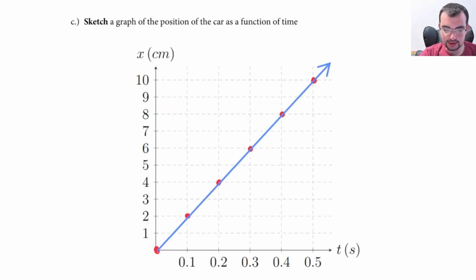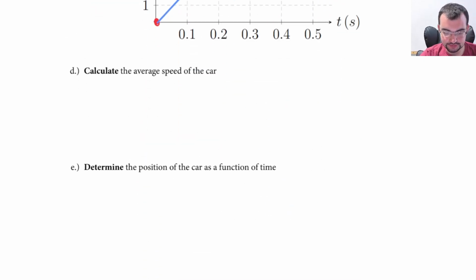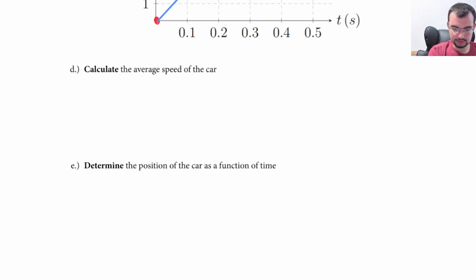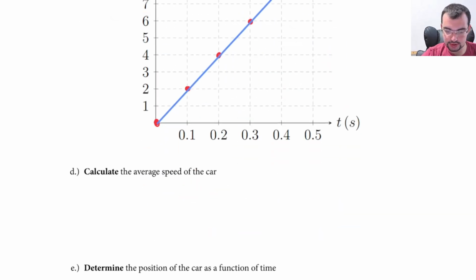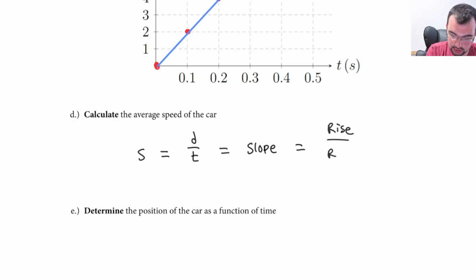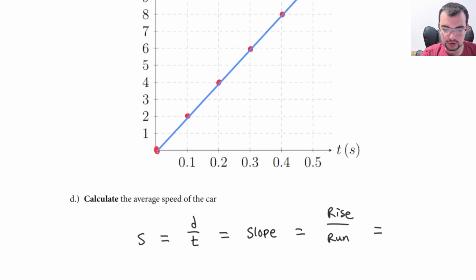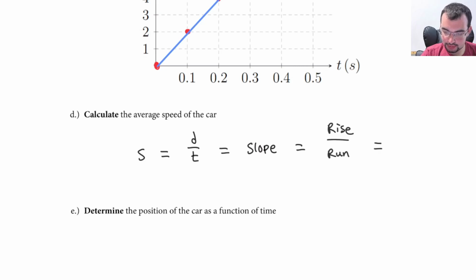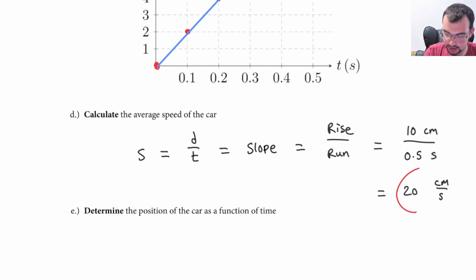What is the average speed of the car? There's a million ways of doing this. I actually just like using the graph. So s is just going to be d over t, which is going to be the slope, which is going to be rise over run, which is, my graph went up 10 centimeters over 0.5 seconds. So 20 centimeters per second is my average speed.